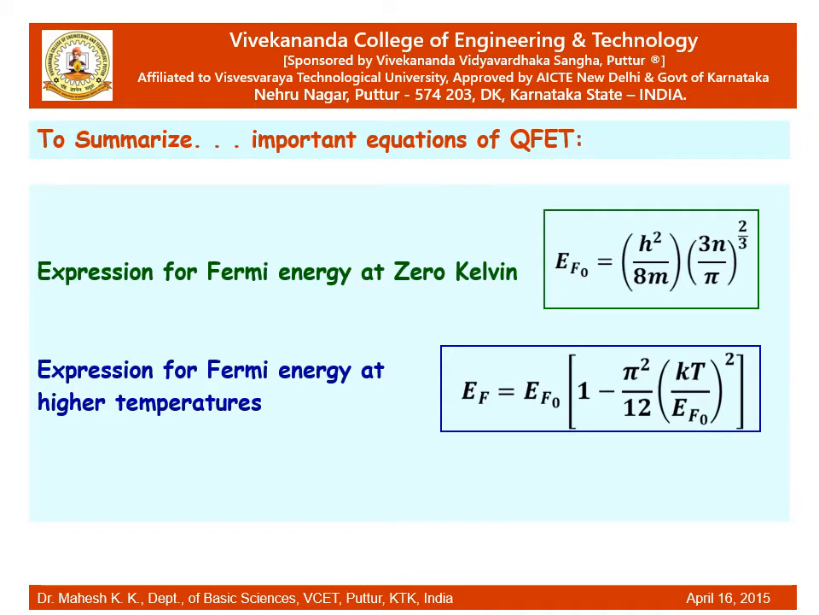Later, the expression for Fermi energy at 0 Kelvin we have seen just in the previous slide. EF naught is equal to h square by 8m into 3n by pi to the power 2 by 3. Then at higher temperature, the expression also we have given, and you should remember that I have given all these equations because in your syllabus you don't have the derivation. EF is equal to EF naught into 1 minus pi square by 12 into KT by EF naught, whole square.